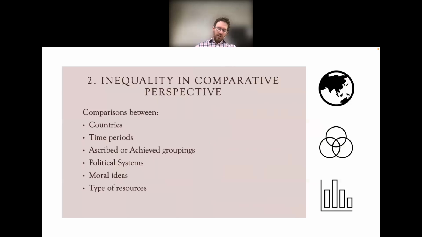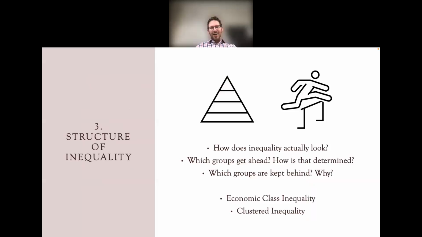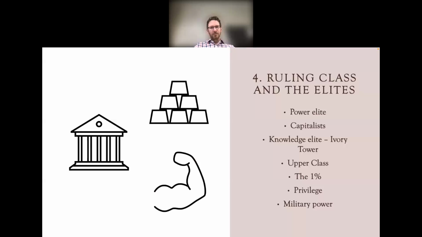Second, sociologists might look at the comparison of inequality across countries, time periods, political systems, etc. They might look at how inequality is structured. Again, this is the social stratification. How does inequality affect the structure of a society? Which groups are able to get ahead? Which groups are able to hold power?